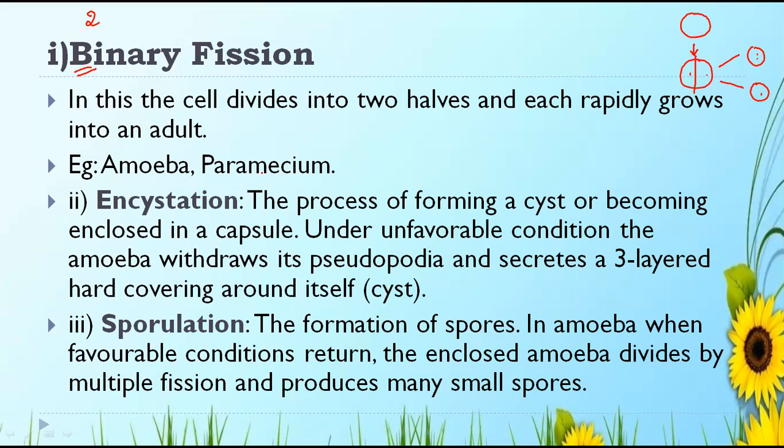In binary fission there are again subdivisions: binary fission, encystation, and plasmotomy. Until now you have come to know that one cell divides into two halves and each of them will form a new adult organism. Here, in encystation, it is the process of forming a cyst, a small ball or tumor-like structure in a cell.